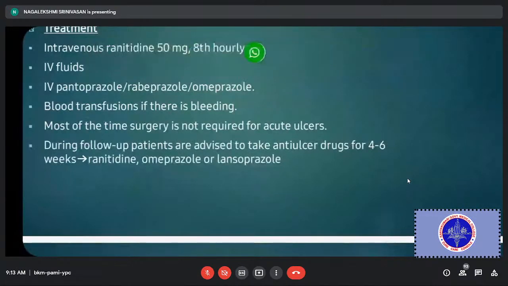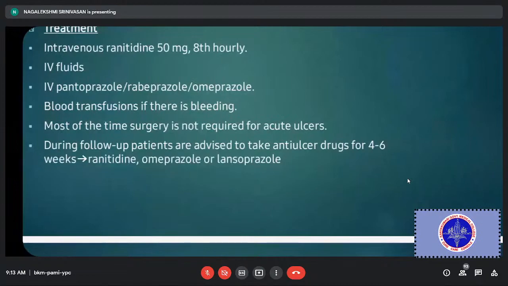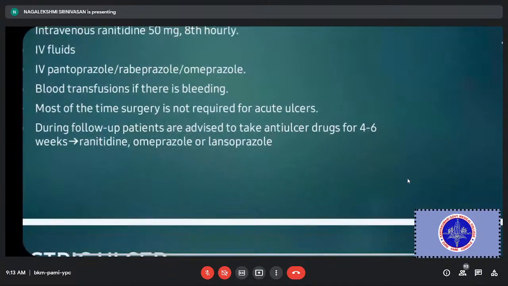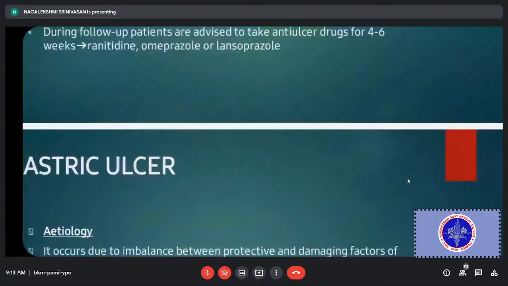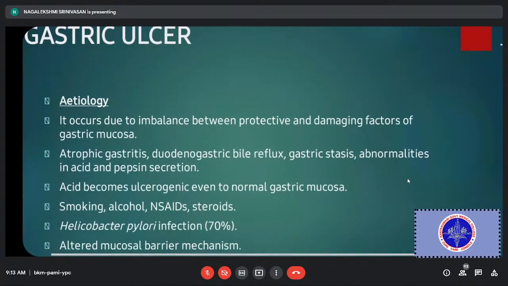Okay, and during the follow-up, patients are advised to take anti-ulcer treatment for at least 4 to 6 weeks. Patients with a repeated history of ulceration, we will advise to take drugs for 4 to 6 weeks, either ranitidine, omeprazole, or lansoprazole.